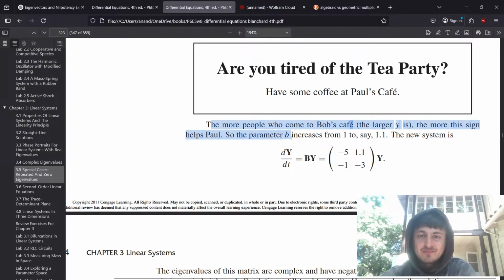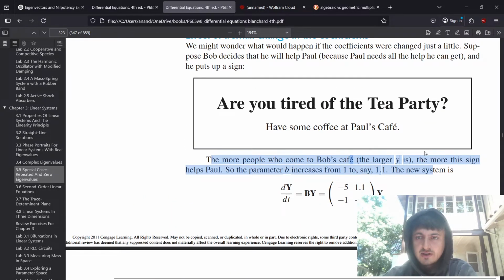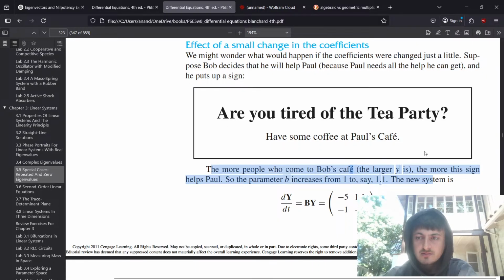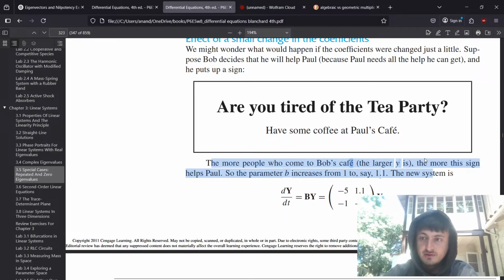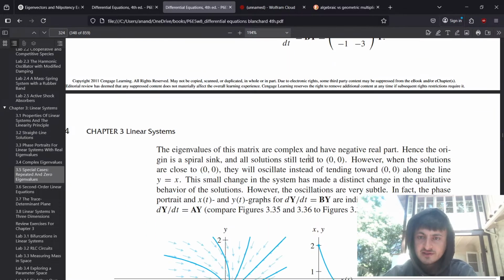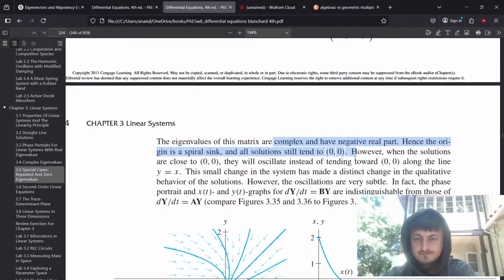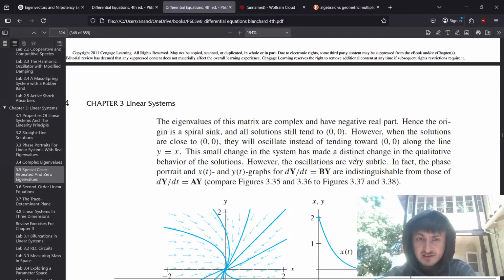The more people who come to Bob's Cafe, the larger y is. The more the sign helps Paul. So the parameter b increases from, say, 1 to 1.1. The new system is this. The eigenvalues of this matrix are complex and have negative real part. Hence, the origin is a spiral sink.